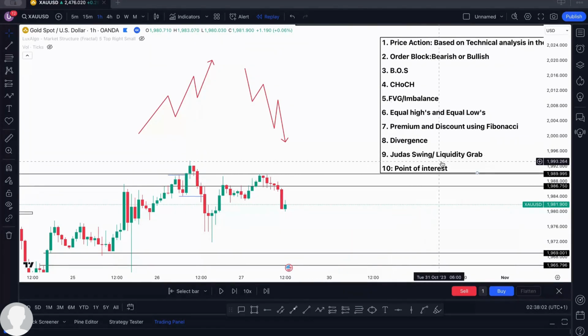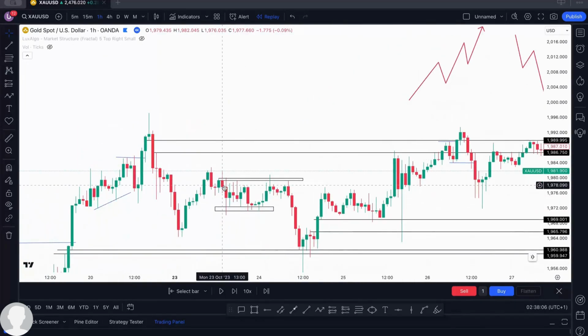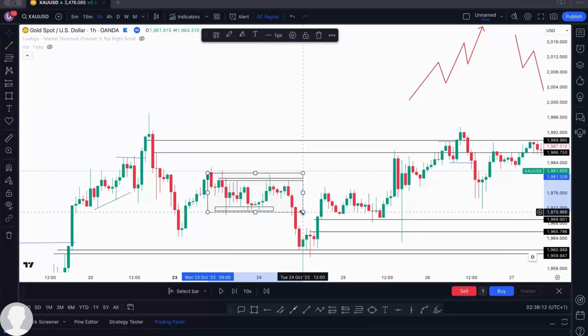Judas swing slash liquidity grab. It's the same thing that happened here, Judas swing. You can see it right here. It's like a range. A range took place inside here. Can you see that? There was a range in here and market took out liquidity before it started going in direction.